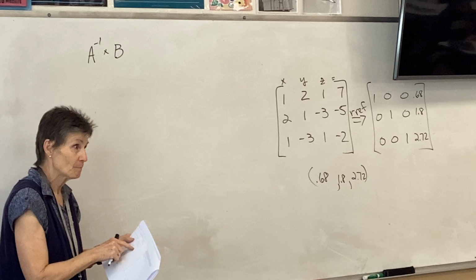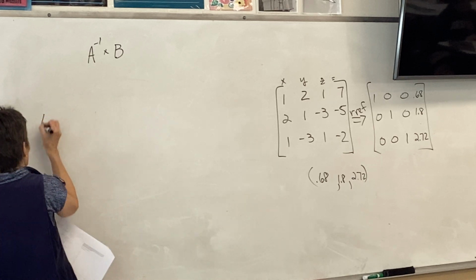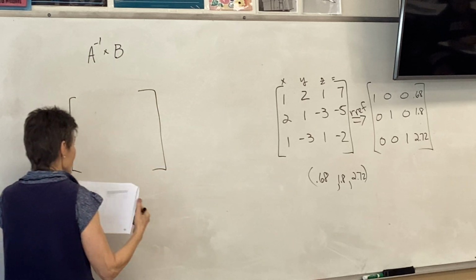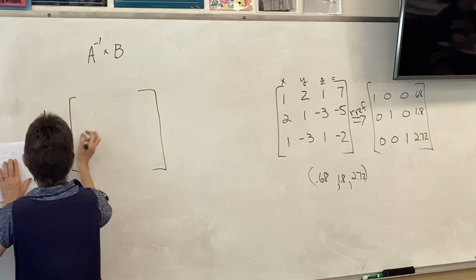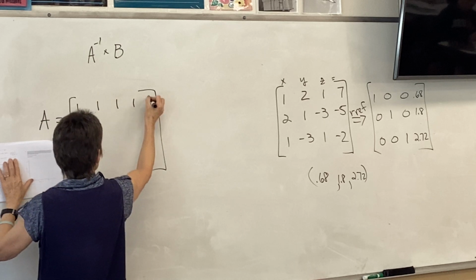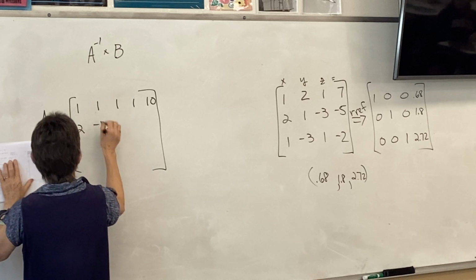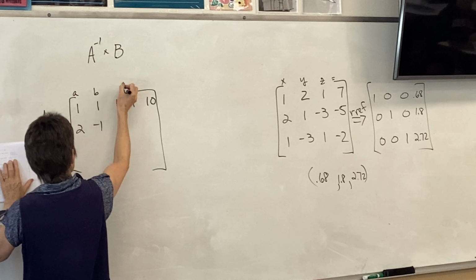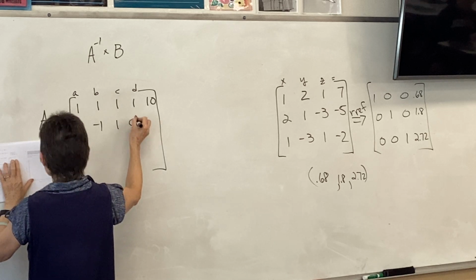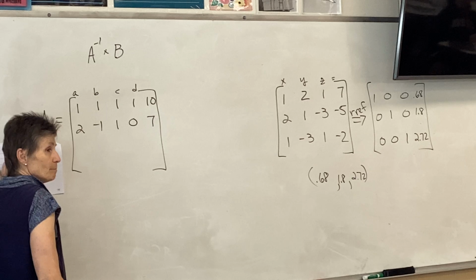We are going to do exactly the same thing with problem number 2. It's big, so we're going to let our calculator do it. So, what is matrix A going to be? Matrix A: 1, 1, 1, 1, 10. 2, negative 1. This is A, B, C, D. 1, 0, 7. Page 7, problem 2.